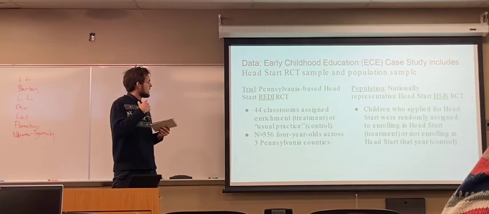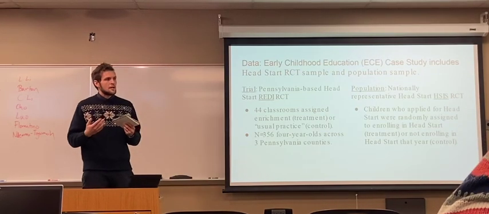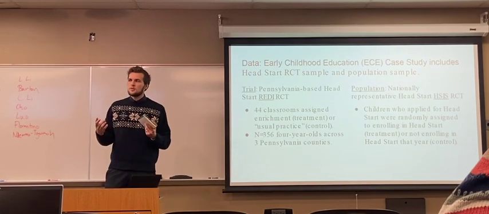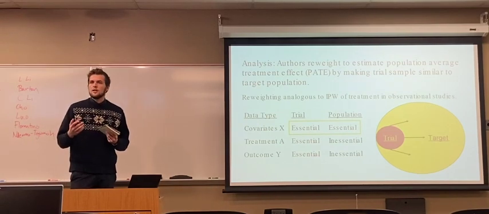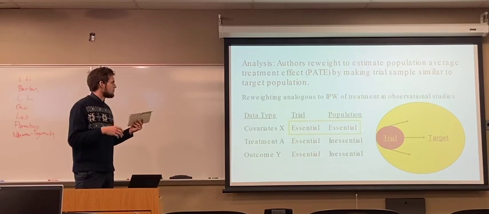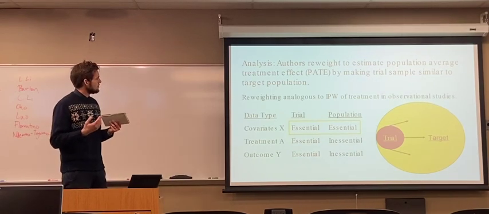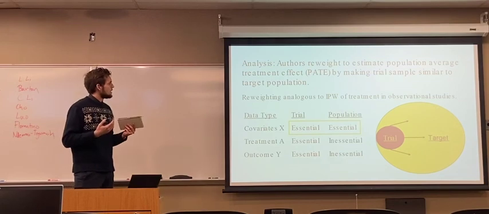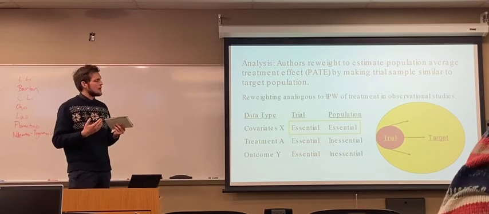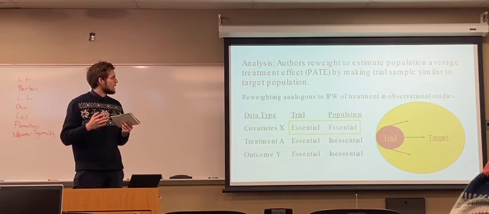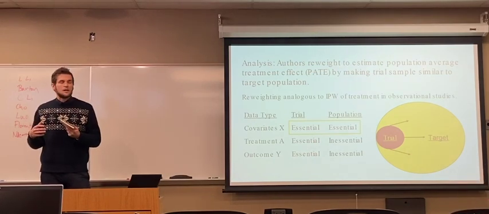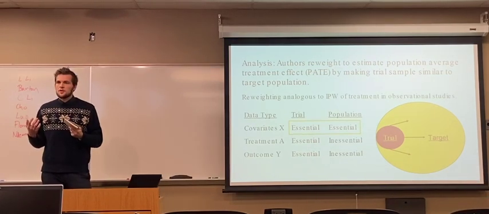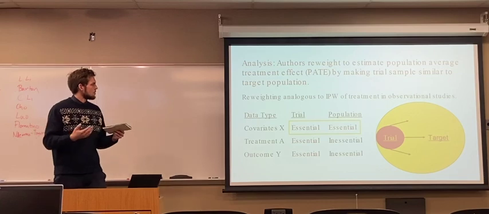And then they also compare that to the population sample, which is also a randomized controlled trial of its own, but it's nationally representative. So as we get into the methods, all they need are these common covariates across the trial sample and the population to be able to make this inference. As far as the methods, they are aiming to estimate this population average treatment effect. And it's very similar to the inverse probability weighting of treatment, in that they just inverse probability weight the probability of being in the target population, with the goal of making this trial sample more similar to the target population.